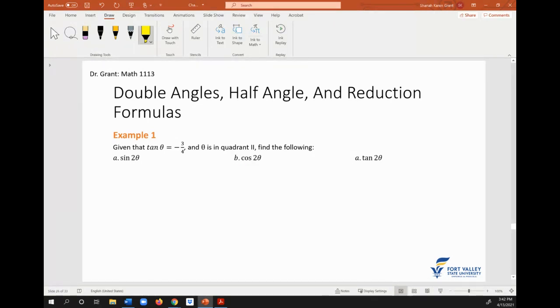So before we even try to do this, let's draw a triangle and try to figure out how this should look. So if I were to draw my right triangle, we're in the 2nd quadrant. It would look something like so.